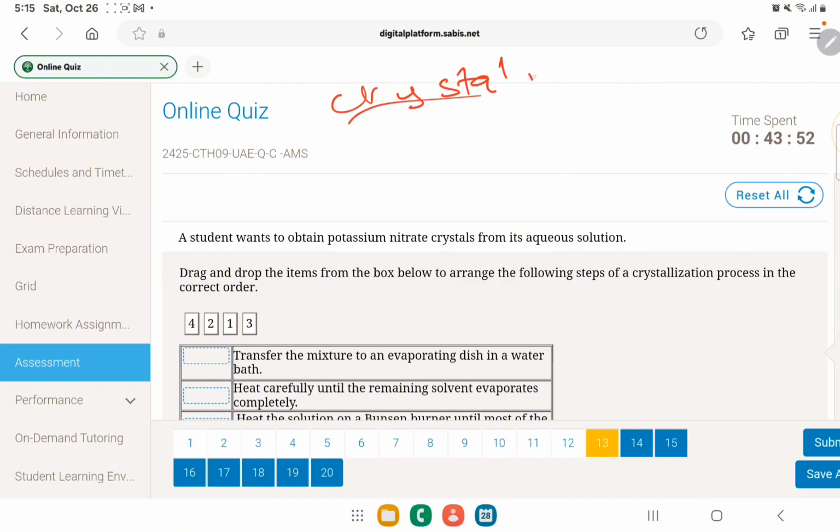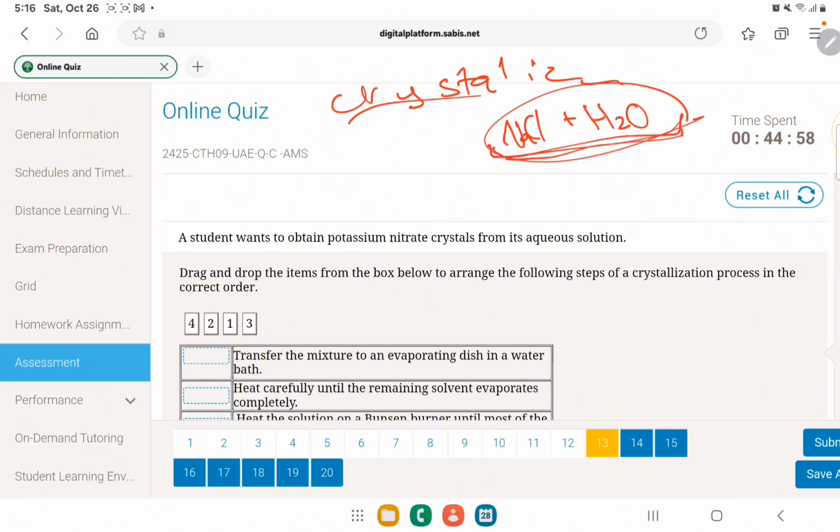Okay, crystallization. So crystallization, you're gonna use this method to separate a salt or a sugar from a liquid, and obtain the crystals at the end, like clearly from the word crystallization. So the first thing you're gonna do is get your solution. Let's say I have NaCl and H2O.